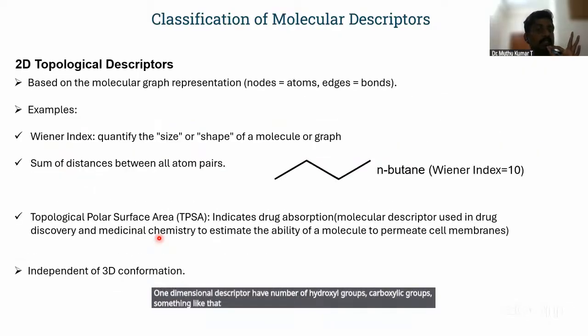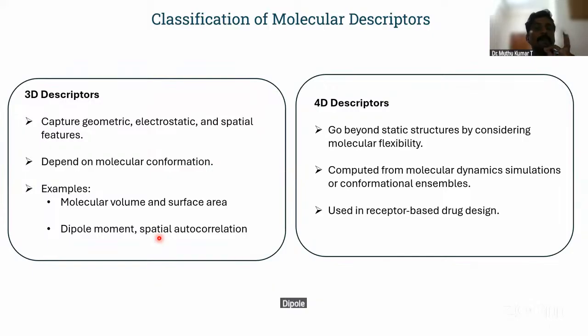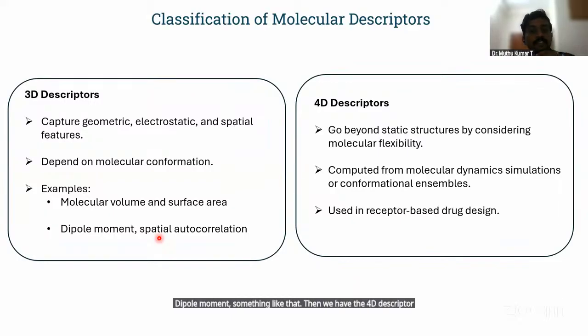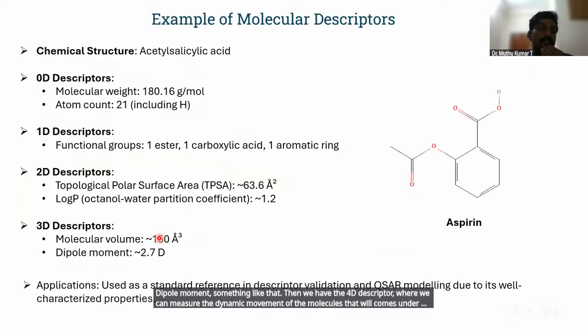Then we have 2D descriptors. It is like a small shape kind of structure. And we have the 3D, as we said, three-dimensional structure: volume, surface area, dipole moment, something like that. Then we have the 4D descriptor, where we can measure the dynamic movement of the molecules. That comes under the four-dimensional descriptor.